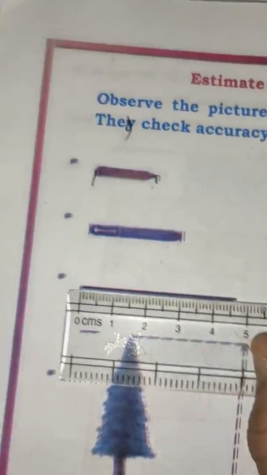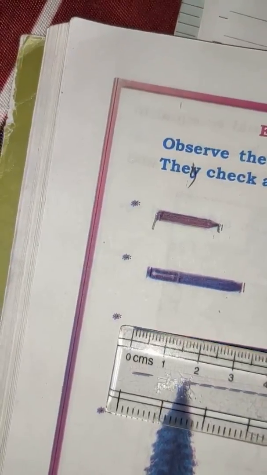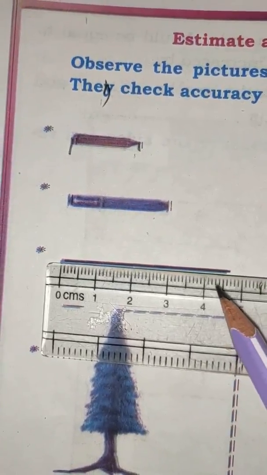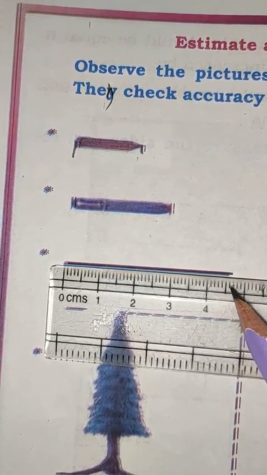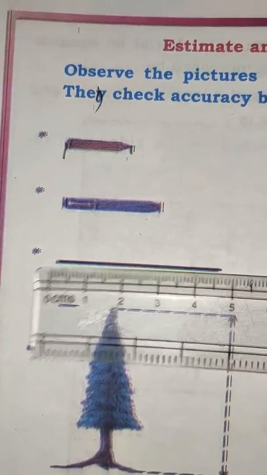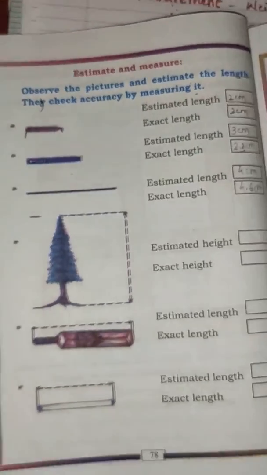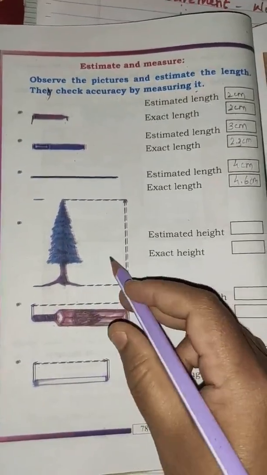4 point. Yes, you just count it, children, and tell me fast. Count it. 4, 4.1, 4.2, 4.3, 4.4, 4.5, 4.6. Yes, so 4.6 centimeter. This is exact length. Isn't it? So in the same way, children, you try to measure the length of the remaining objects here.